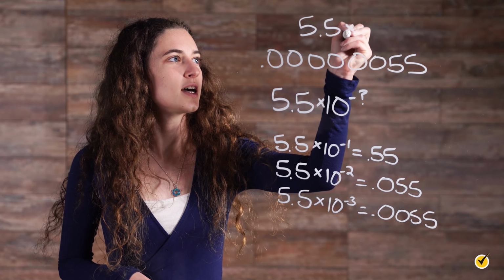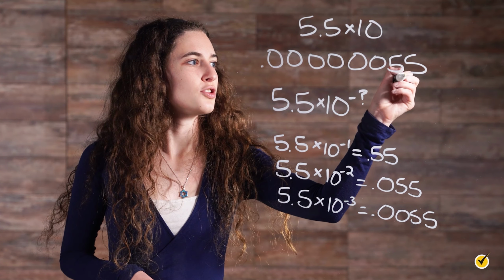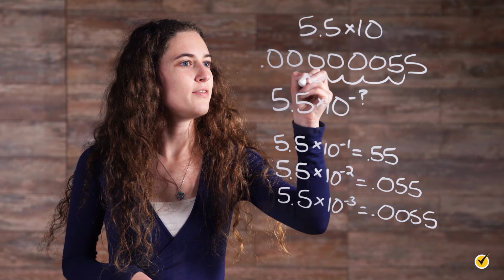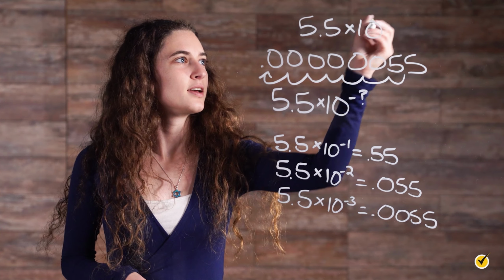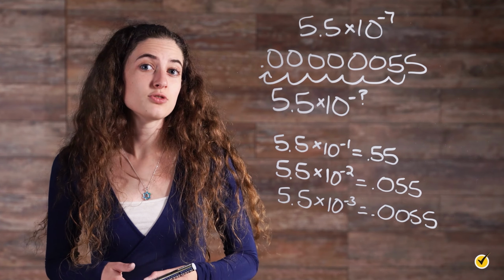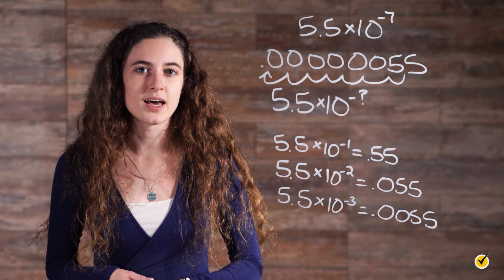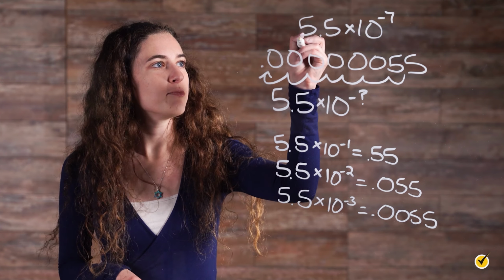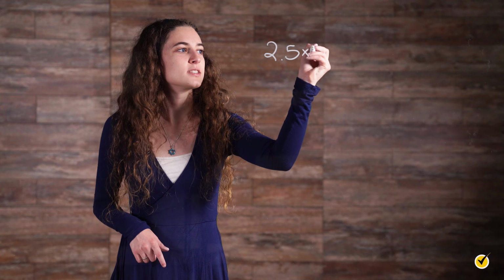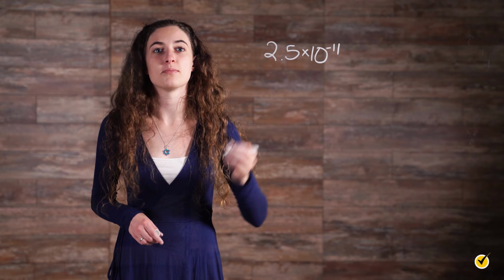5.5 times 10 to the 1, 2, 3, 4, 5, 6, 7, negative seventh power. So in scientific notation, the wavelength of green light can be expressed as 5.5 times 10 to the negative seventh meters. The radius of a hydrogen atom is 2.5 times 10 to the negative 11th meters.